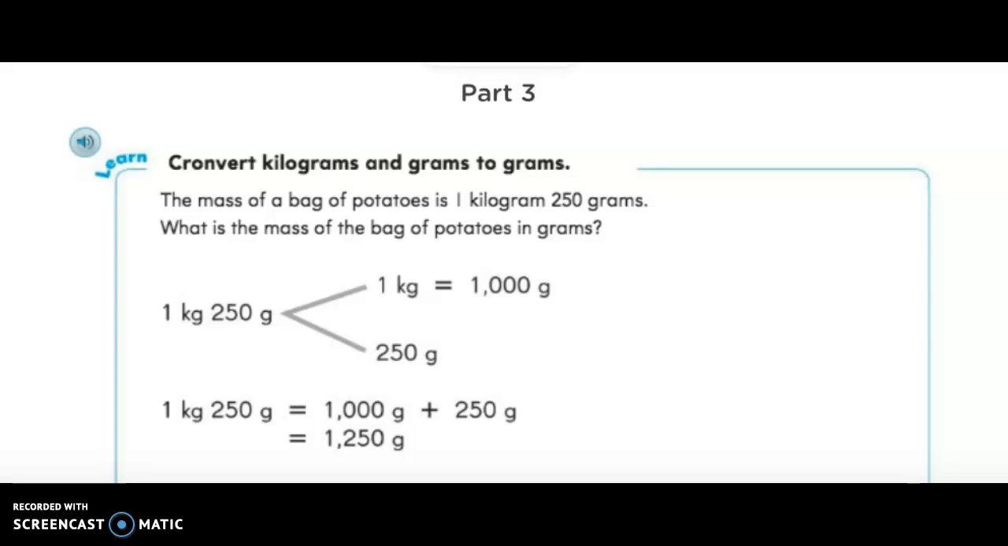So this is going to be the last part of 11.3, working with kilograms and grams. The big idea here is to keep in mind that in 1 kilogram there are 1,000 grams. Now that we have practiced reading the scales on Friday, today we're going to start working on being able to convert kilograms and grams to just grams and vice versa. We're going to start with kilograms and grams to grams.